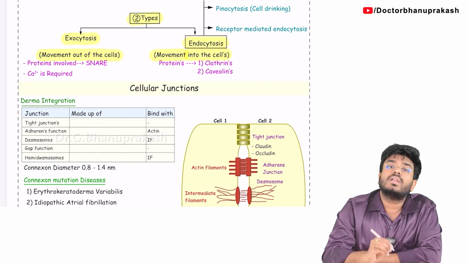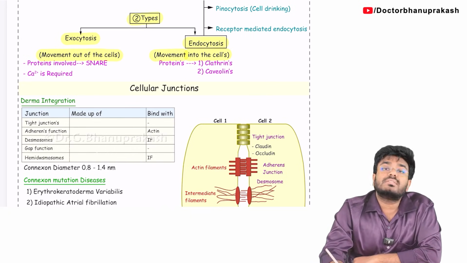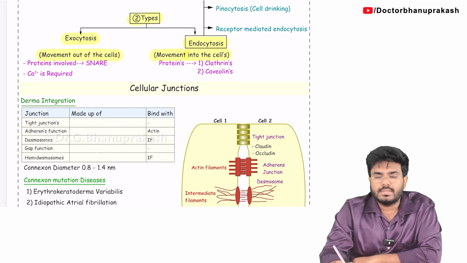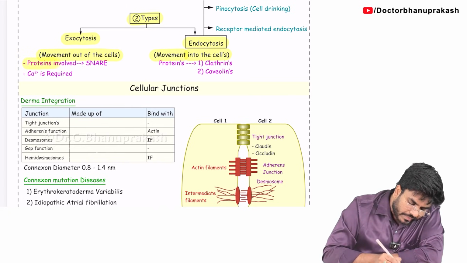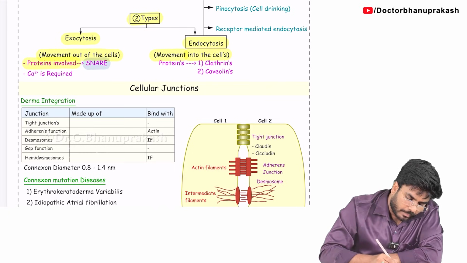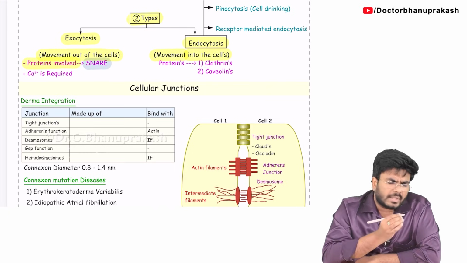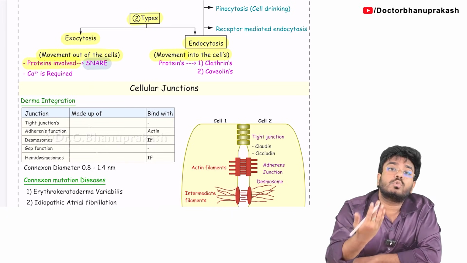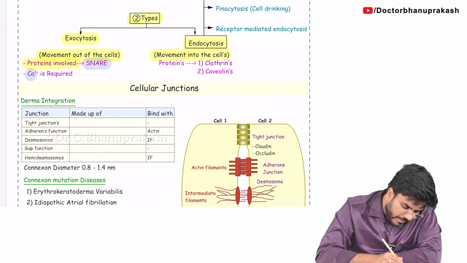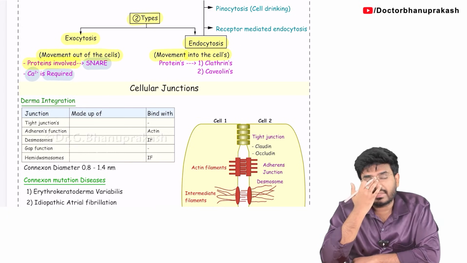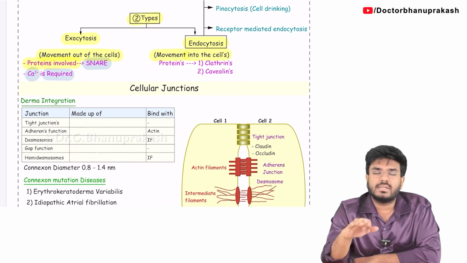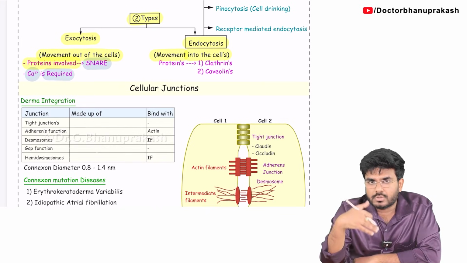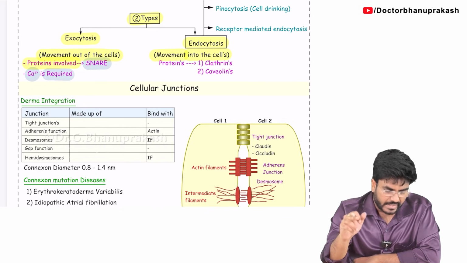For this process called exocytosis, you need certain proteins and some ions. The proteins involved in exocytosis are called the SNARE proteins, which were recently asked in the exam and repeatedly asked. So, SNARE proteins help in which process? Exocytosis. And which ions are required for exocytosis? Calcium is required for the exocytosis of proteins or neurotransmitters or any substance for that matter. Exocytosis requires calcium as well as SNARE proteins.